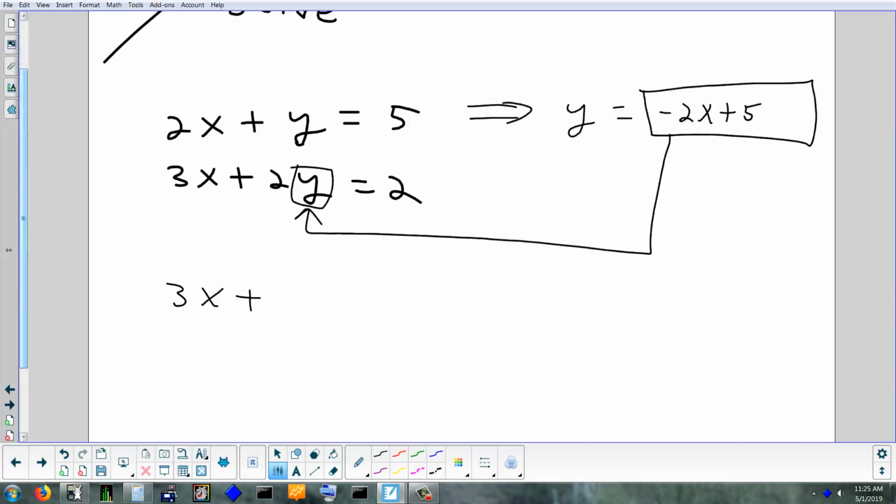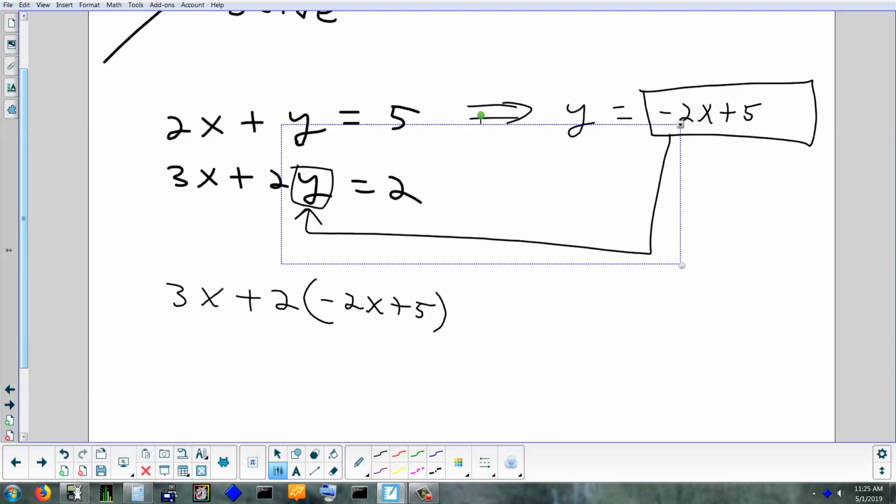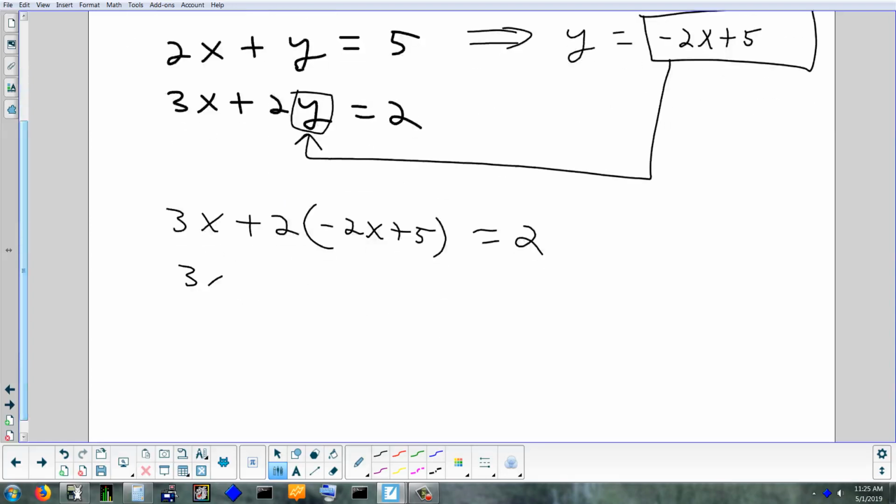2 parentheses. Yes, 2 parentheses. That's what I was looking for. It's a distributive property. What's being multiplied by 2? The y. Well, the y has negative 2x and a plus 5 when you substitute. So 2 things are being doubled. And what's that equal to? 2. Okay, so distribute 3x. That's actually going to become minus 4x plus 10 equals 2.